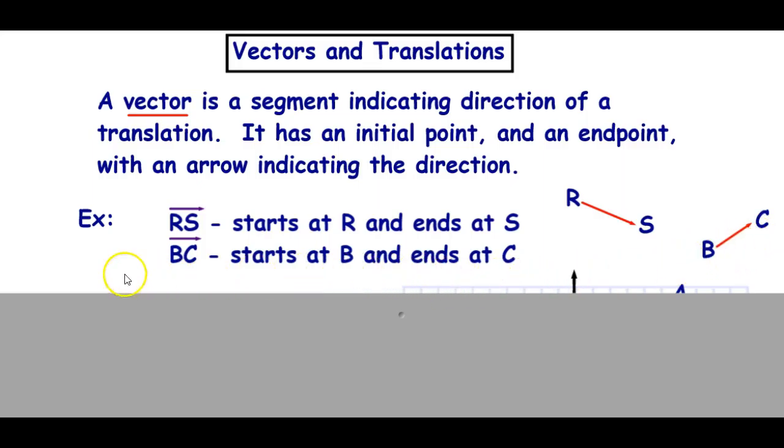When we write the names of these, we write it like this. The starting point gets listed first. Vector RS starts with R and ends with S. Vector BC starts at B and ends at C. The first letter of the vector indicates the starting point. And on the top, we just write a little arrow, indicating that it's a vector.